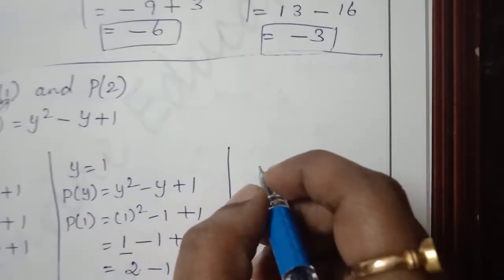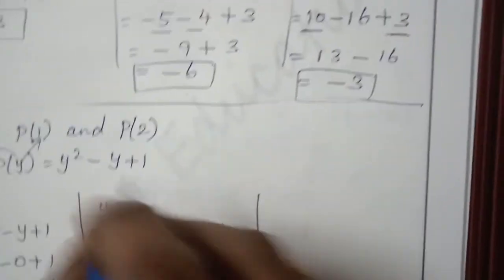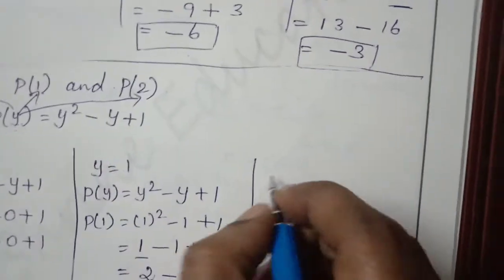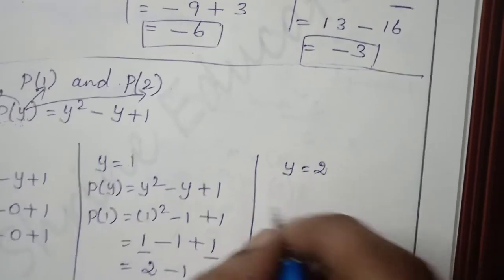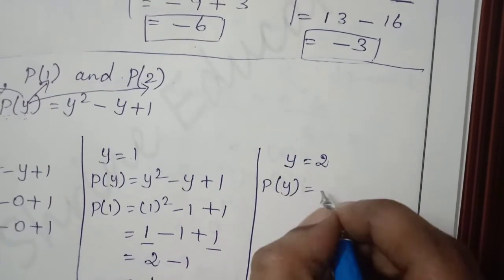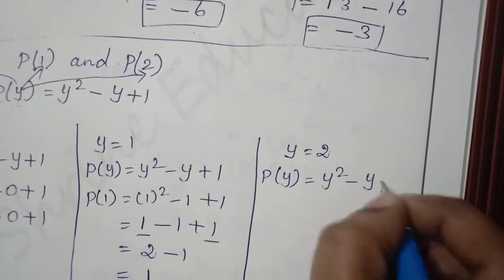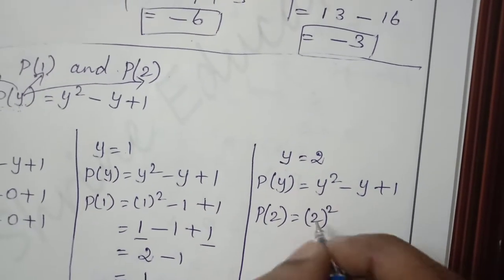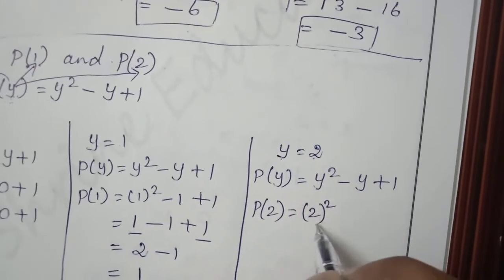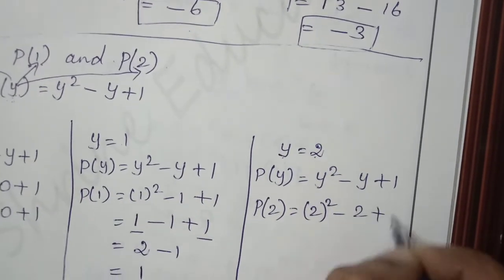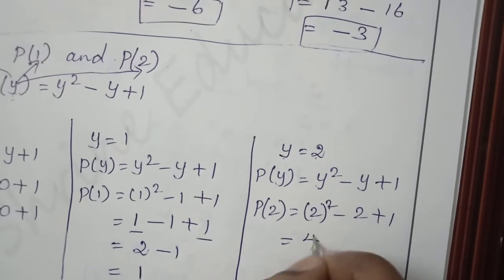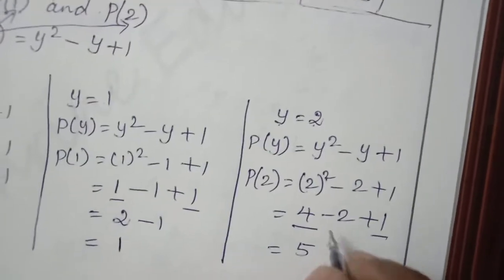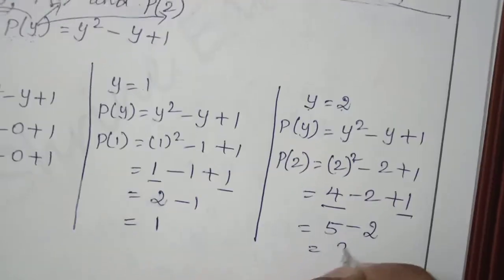And then the third one, P of 2, P of y. So the y is equal to what? 2. So y is equal to 2. P of y is equal to y square minus y plus 1. So P of 2 is equal to 2 square, because y is equal to 2, y square, 2 square minus 2 plus 1. So 2 into 2, 4, minus 2 plus 1. So 5 minus 2, the answer is 3.